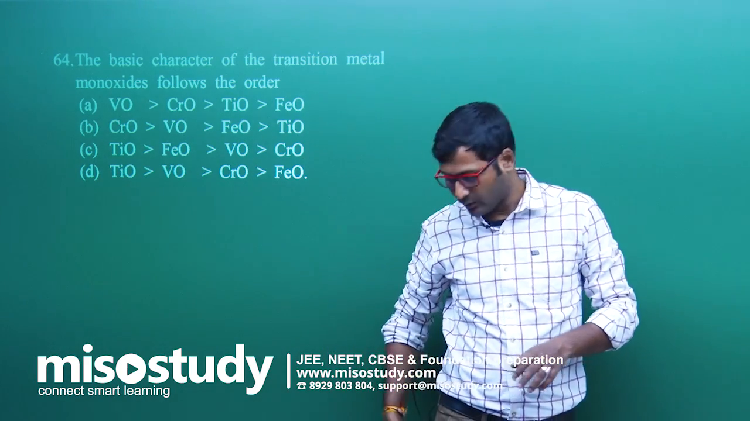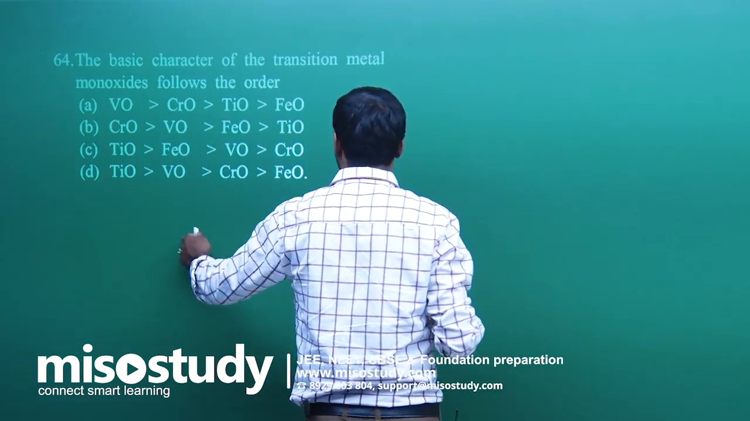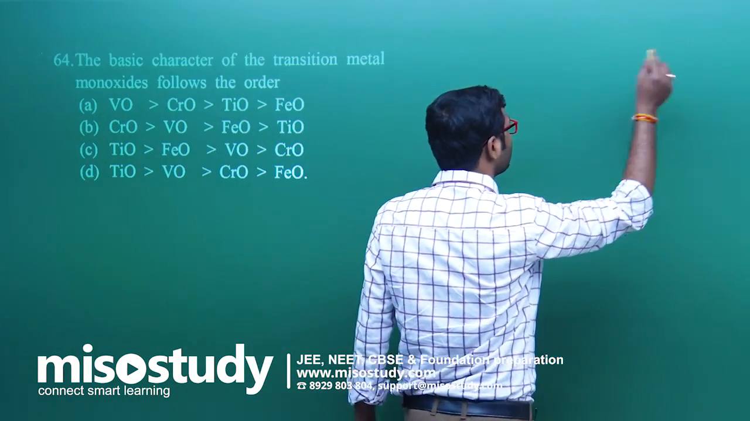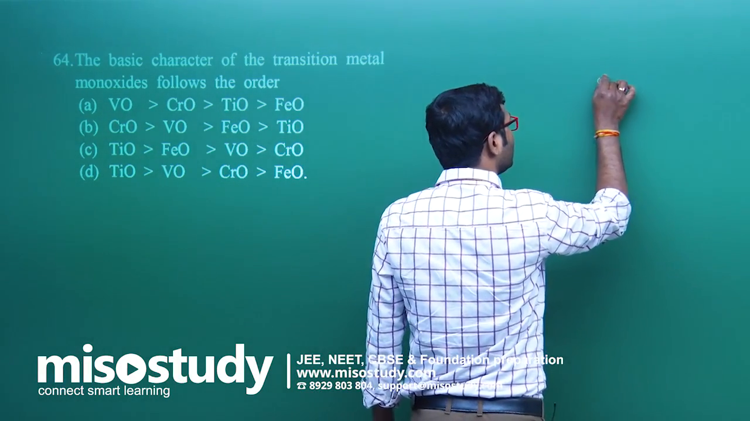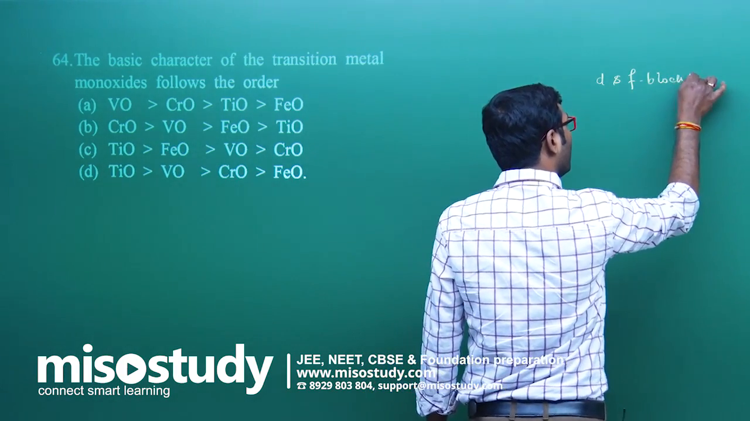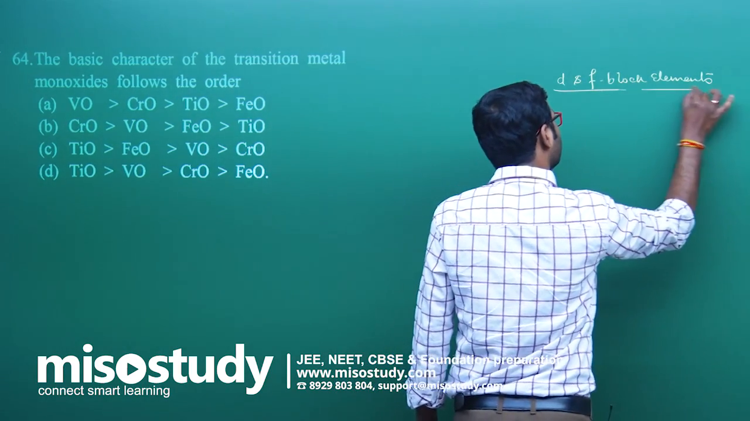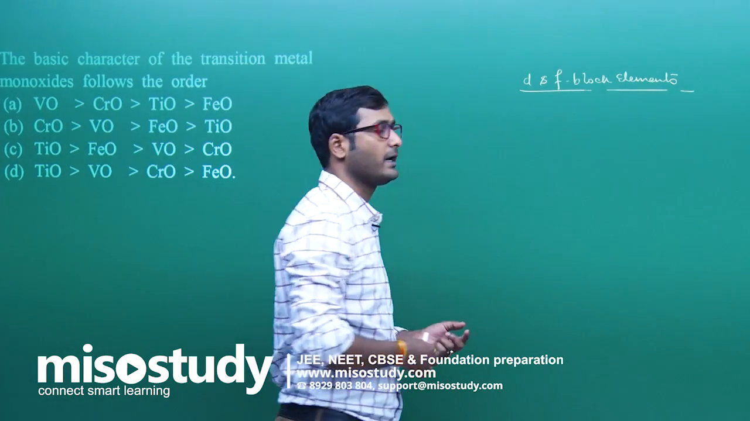Today we are going to discuss a few questions from the chapter D and F block elements as well as coordination compounds. Is it clear to you? Yes sir. Look at the question that is given. Read the question. First of all I am briefing this chapter, that is D and F block elements. Again I am repeating, we will discuss the chapter D and F block elements.